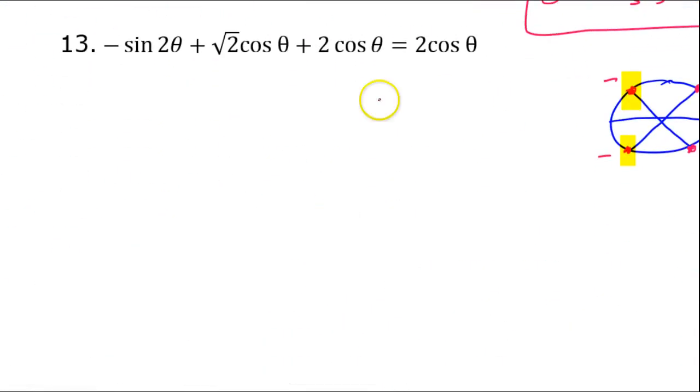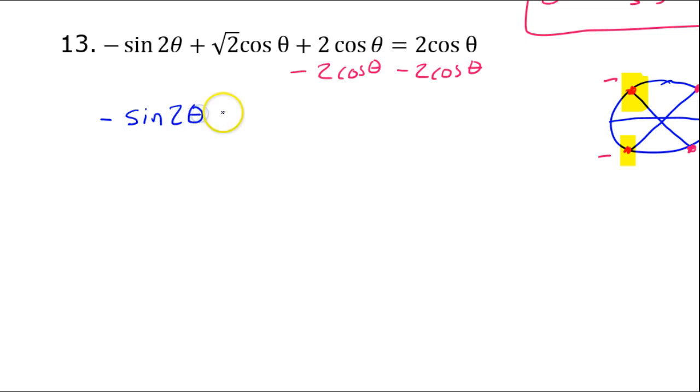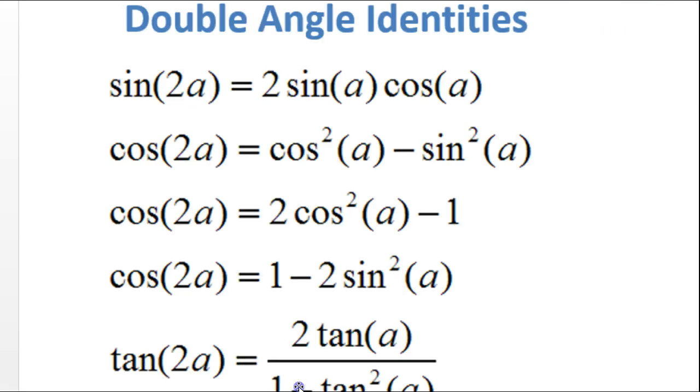Okay, let's take a look at problem number 13. I'm going to go ahead and get 0 on one side. Okay, let's see. So if I subtract 2 cosine theta from both sides. All right, well that's convenient because both of those are going to end up canceling out. So now I have negative sine 2 theta plus radical 2 cosine theta is equal to 0. I see this double angle happening. Let's go ahead and use our identity.